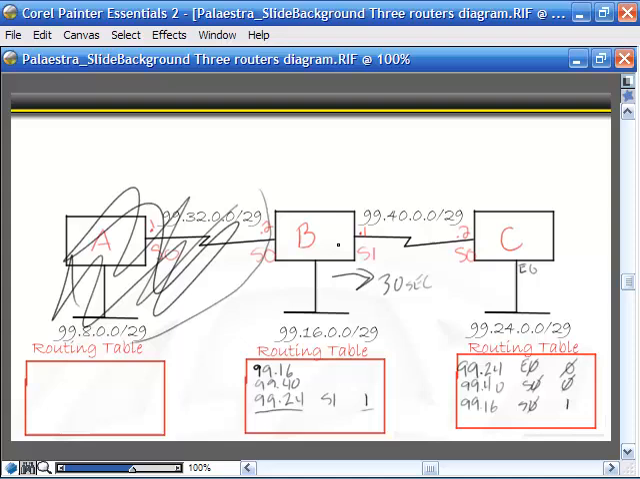Now, it seems obvious that C would ignore that information. But what C doesn't know, he doesn't know there might be another router D here with a connection to router B. So router B might have a path directly to the 99.24 subnet in a different way. C doesn't know that. All C knows is that router B does have a path to get to the 24 subnet, but it's not better than his. He's directly connected, so he ignores that information.